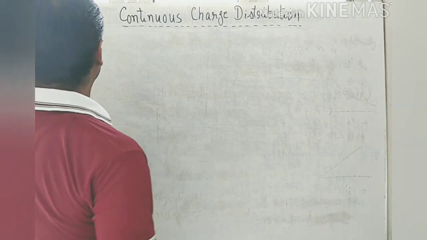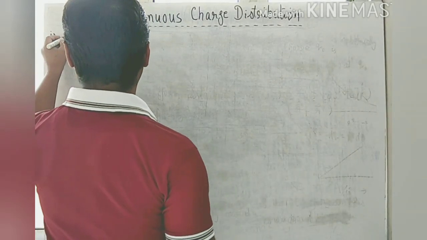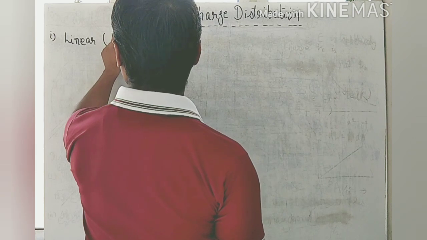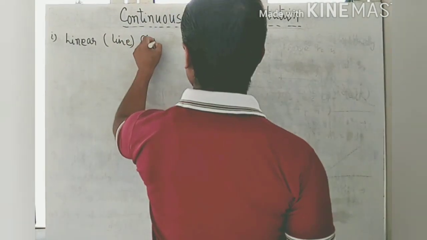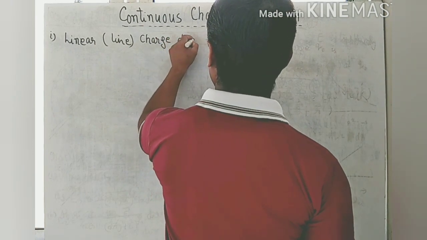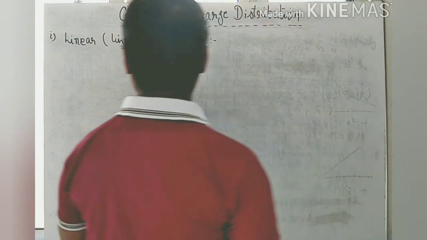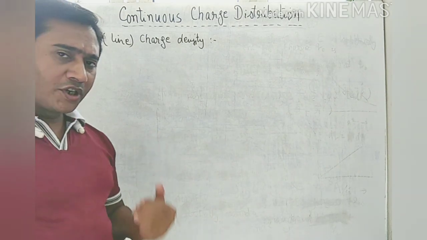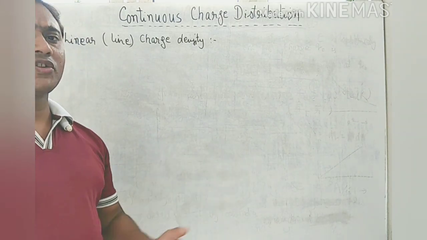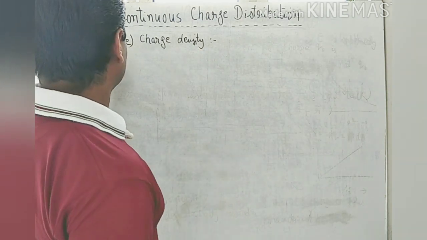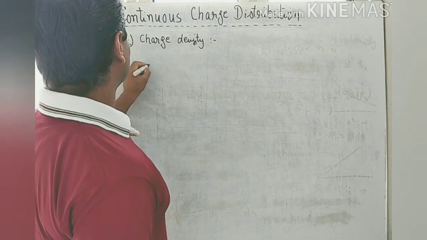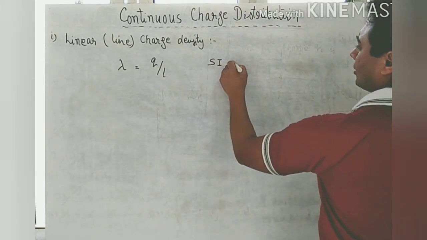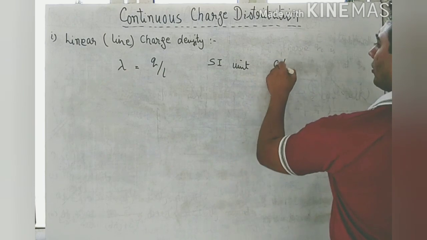So the first type of charge distribution that we will be talking of is linear or line charge density. Linear or line charge density is defined as charge per unit length of a linear straight wire or conductor. So it is represented as lambda, which is equal to charge per unit length of the body. Its SI unit is coulomb per meter.